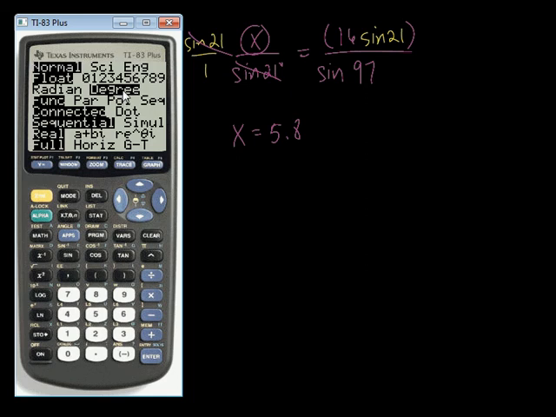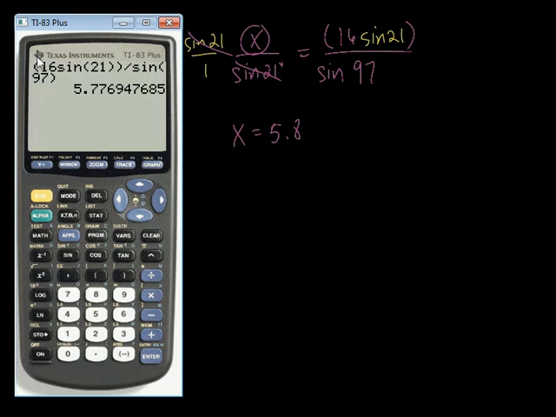Is it in degrees? Okay, if it's in degrees, then do this. Did you start off with a parentheses? And then 16 sine 21, two parentheses, right? Divided by sine of 97, close that parentheses, hit equals or enter, and then you should get that number. It's all up there for you.